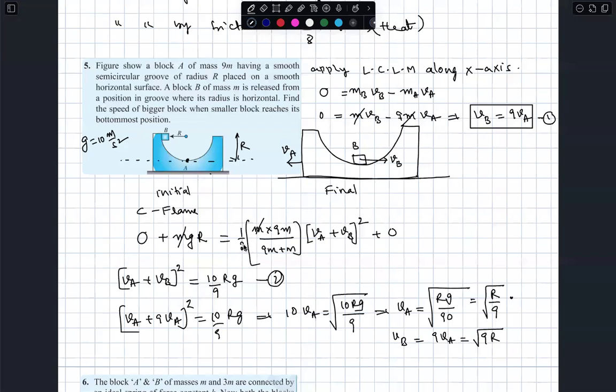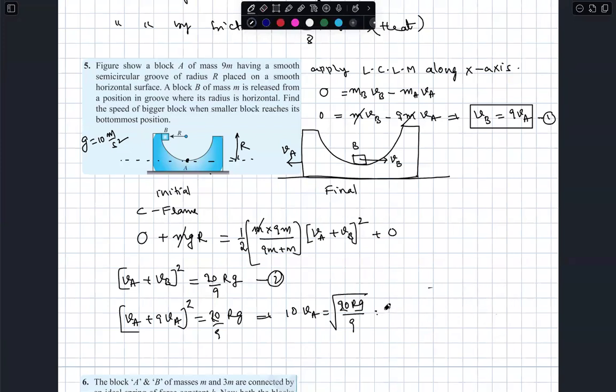Here I got 9 by 10, and I forgot this is 20 because a two term is here. 20 RG by 9. Okay, now when you push 10 to this side, it will become 10 square. So therefore, what you are going to get is... I suspected that there is some error, so I went back. That's the reason why.